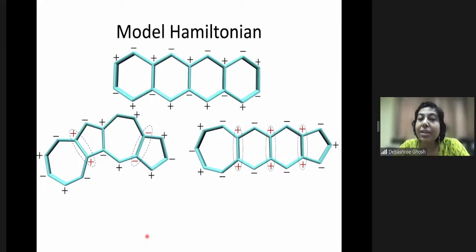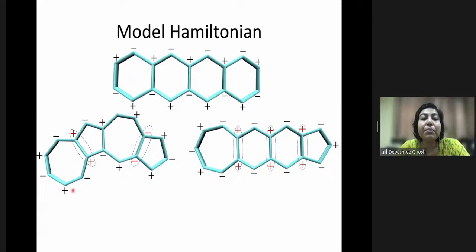In this configuration of spins, we found that the most important configuration for an acene is this one, where every up spin, or this plus, is always flanked by a minus or a down spin, and a down spin is always adjacent to up spins. So everybody is happy with everybody. There is no spin frustration.